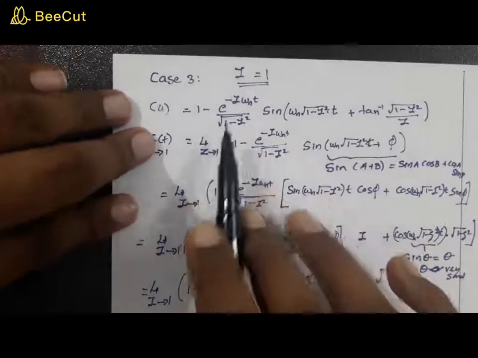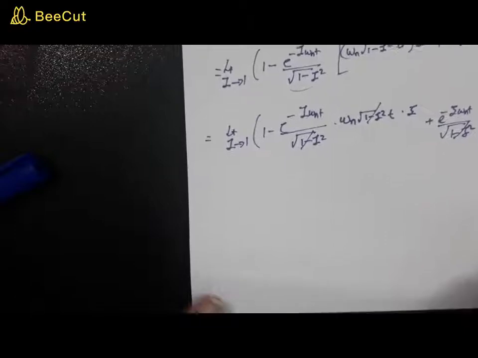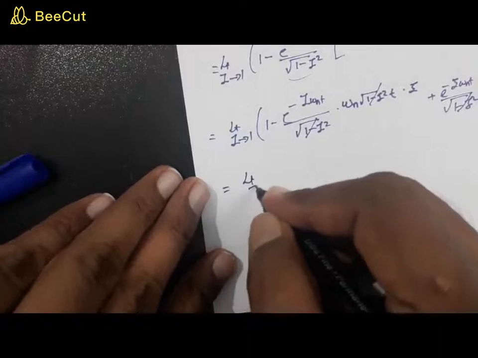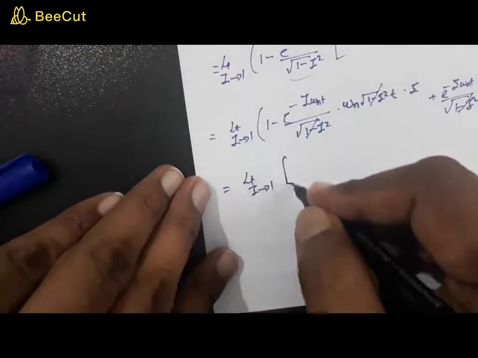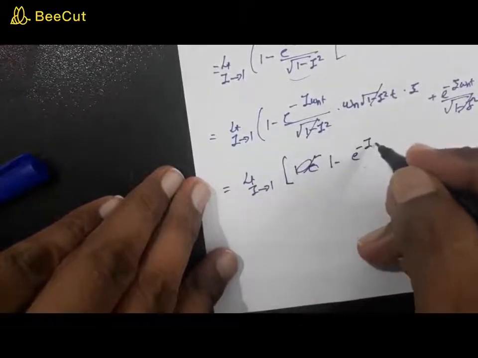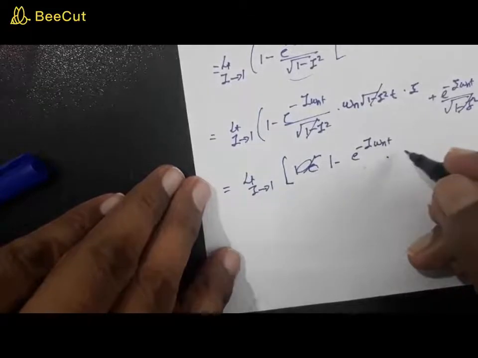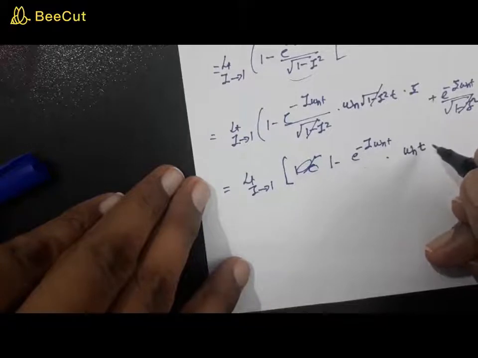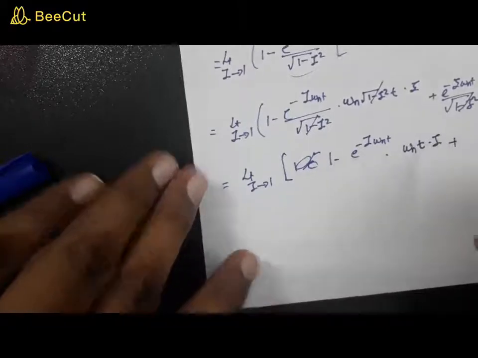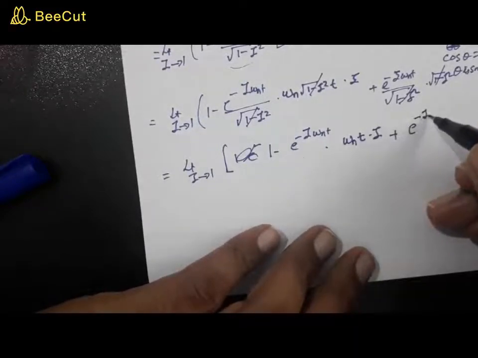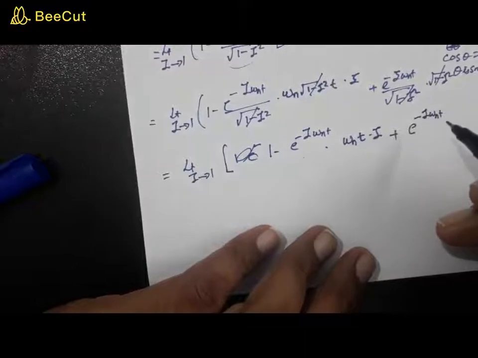Why do we need to eliminate? Because when you put theta equal to 1, this becomes infinity. So somewhere or other we need to eliminate that. So you will be getting this expression as limit theta tends to 1, 1 minus e raised to minus theta omega n t into omega n into t into theta, plus this term, e raised to minus theta omega n into t.